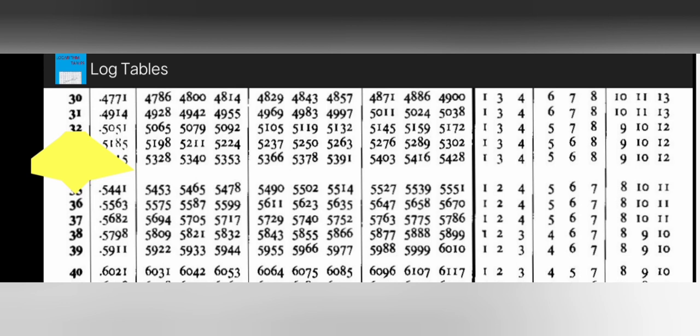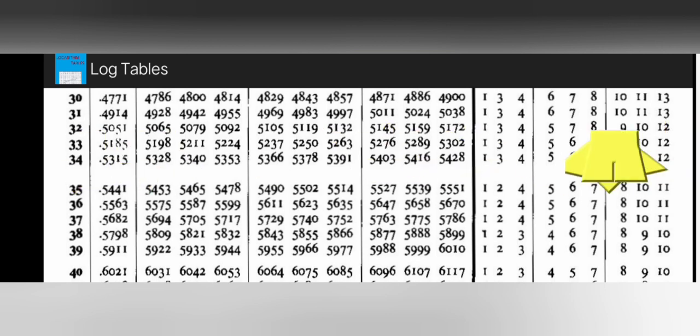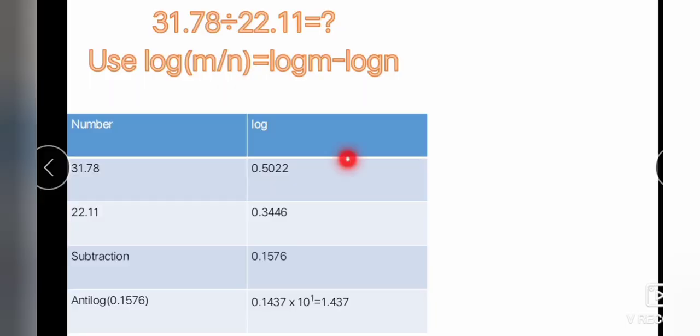Let us see the log of 31.78. Look at the row of 31. The value under column 7 is 0.5011 and the value under 8 is 11. Add this 11 here, so the total will be 0.5022. Yes, 0.5022 is the log of 31.78.